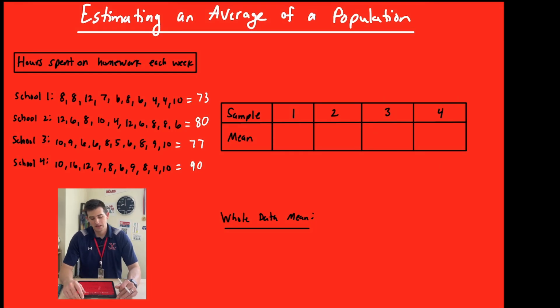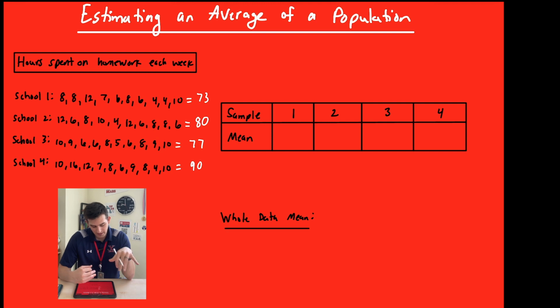Hello, in this video we're going to talk about how we can estimate an average of a population. The scenario in this video, we're going to look at hours spent on homework each week, and we have survey results from 4 different schools and 10 students at each of those schools.